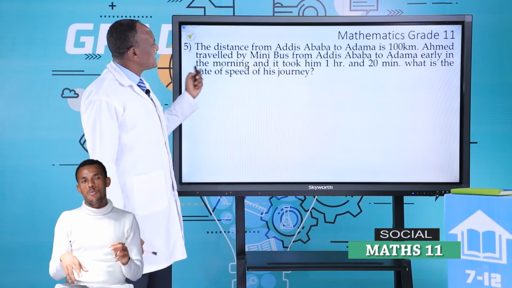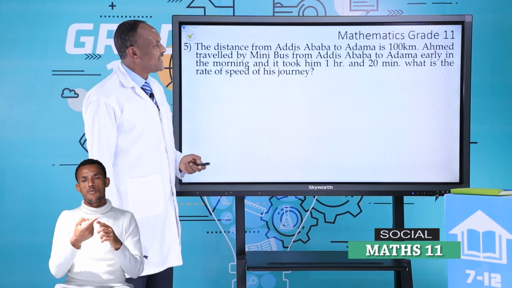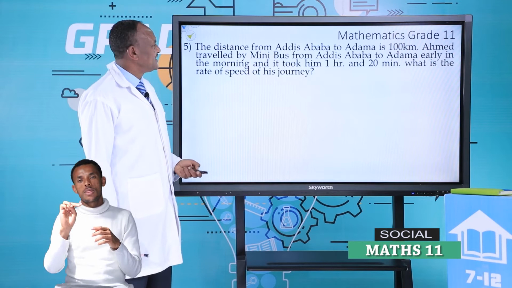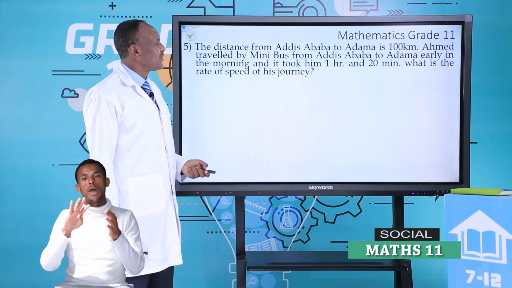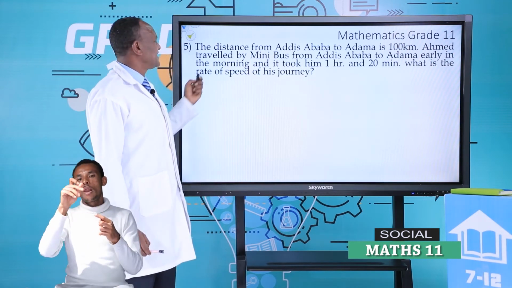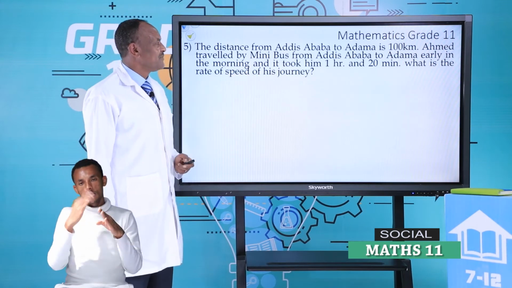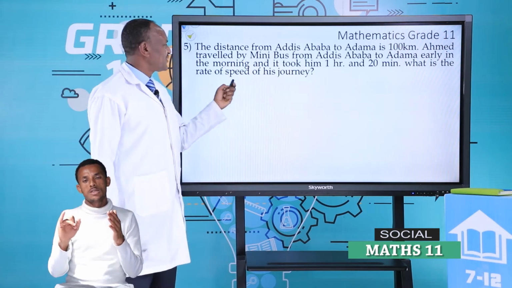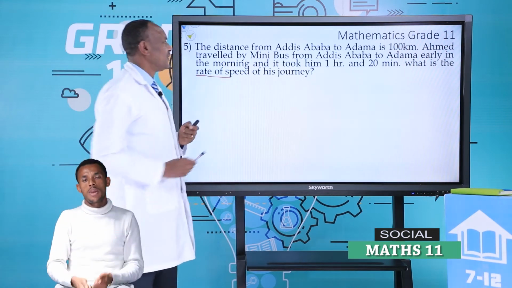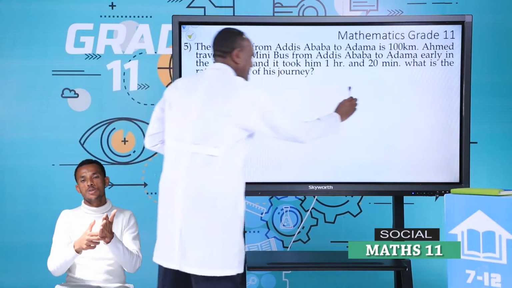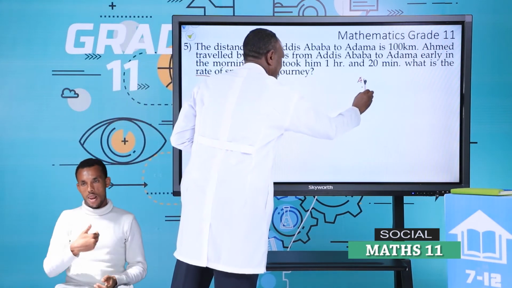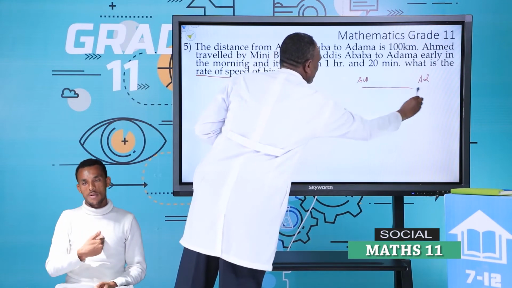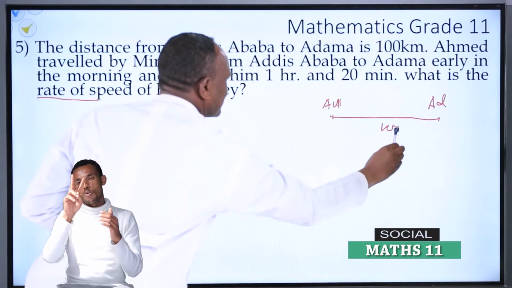The other one: the distance from Addis Ababa to Adama is 100 kilometers. Ahmed traveled by minibus from Addis Ababa to Adama early in the morning, and it took him 1 hour and 20 minutes. What is the rate of speed of this journey? What does it say? You have Addis Ababa somewhere here, you have Adama somewhere here. The distance between the two was equal to 100 kilometers.